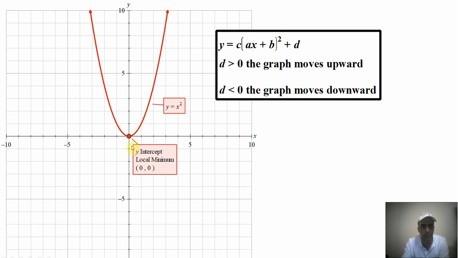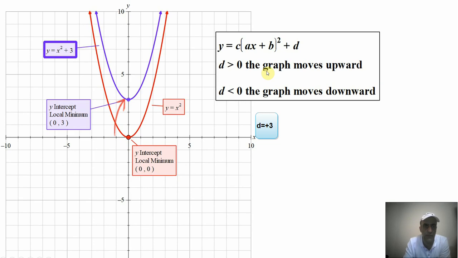And as you see in the formula, if we have d bigger than 0, the graph moves upward. As you see here, for example, we have d plus 3, and the graph moves upward. In this situation we can understand very easily that the number d can help to move the graph upward or downward.